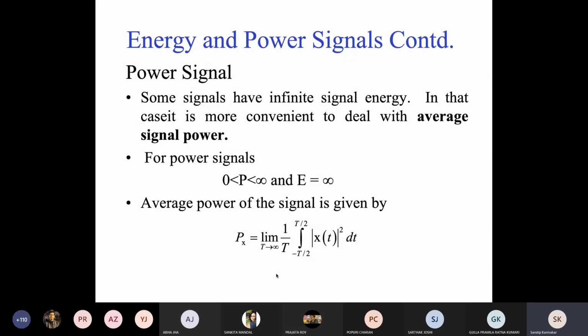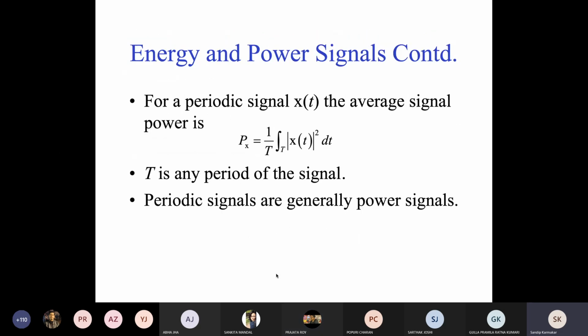For a periodic signal x(t), the average signal power is Px equal to 1 by T integration over T of x(t) squared dt. T is any period of the signal. Periodic signals are generally power signals.